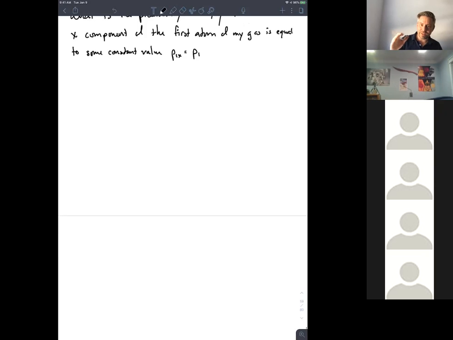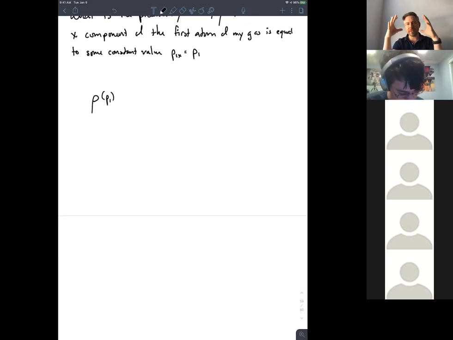All right, so this probability density, rho of P1. Remember, it's microcanonical. So all of the states we're interested in have the same energy, and that means they are all equally probable. And so what we want to find is the subset of the phase space that corresponds to one of the momentum components having this value.